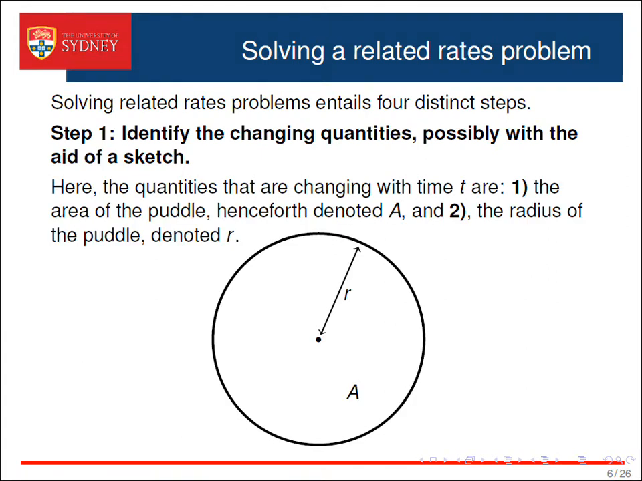For our puddle problem, there are 2 quantities that are changing with respect to time t. These 2 quantities are the area of the puddle, along with its radius. Let us denote these 2 variables, A and r, respectively.